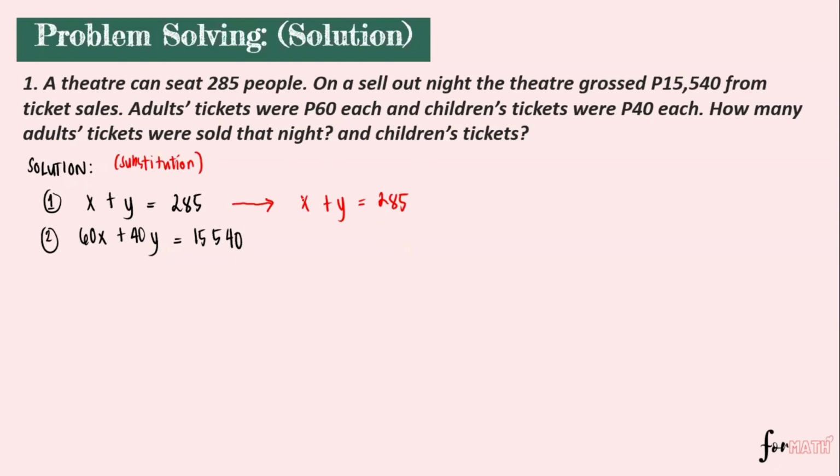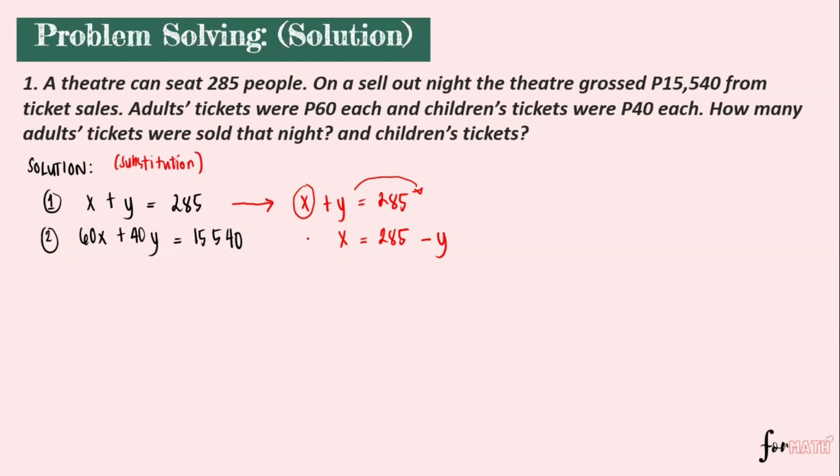In this case, for example, we're solving for x. So the y, you transpose to the other side. So you get x equals 285 minus y. This x equals 285 minus y is the value of x that we will use for now.